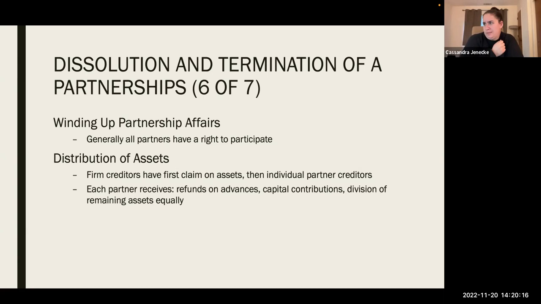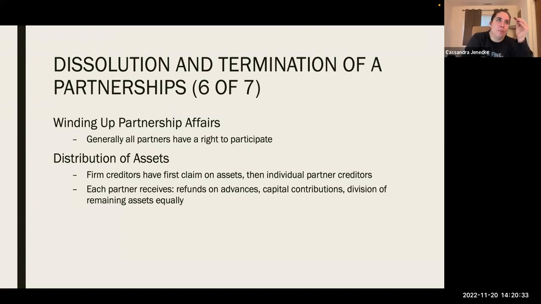Now, of course, it's not just the legal piece, right? It's not just like eliminating the partnership and then everything is hunky-dory, right? You got to wind up. You got to take care of the affairs, right? So all partners have a right to participate in that unless there's a court order to the contrary.